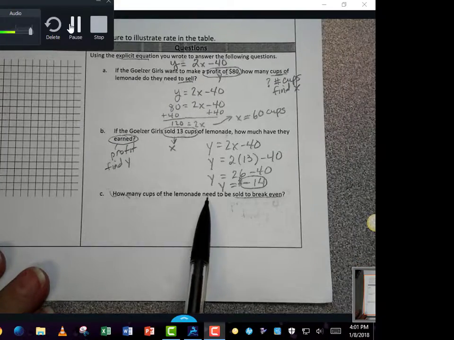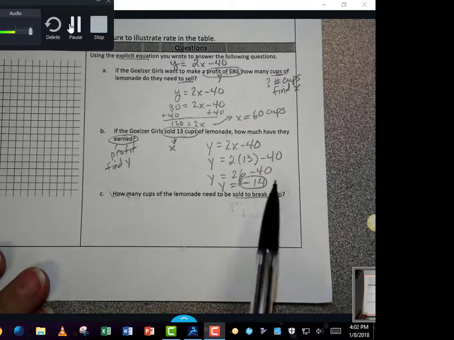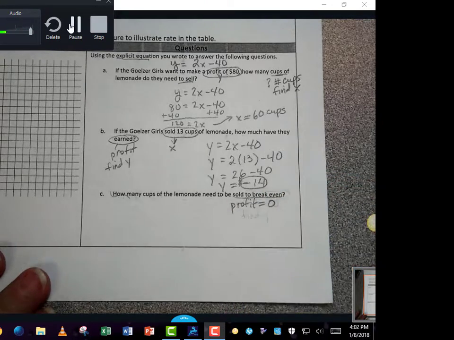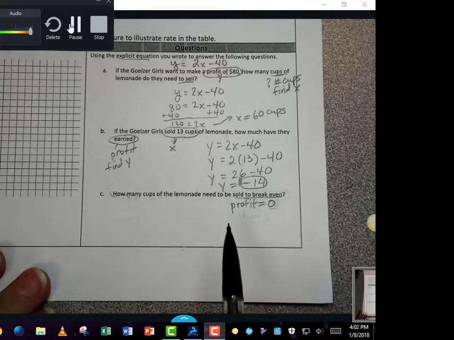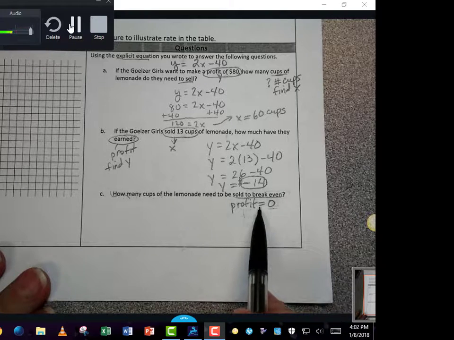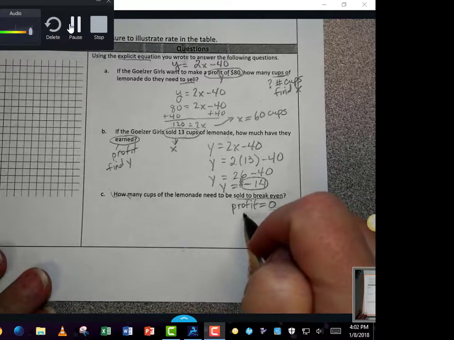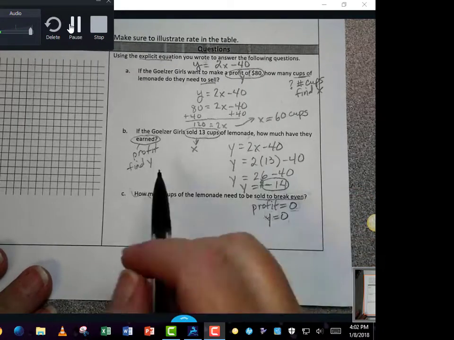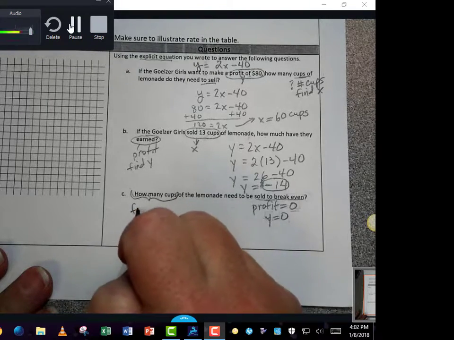How many cups of lemonade need to be sold to break even? When it says break even, it's trying to tell us that the profit is going to be equal to 0. They haven't made any money, but they don't owe any money either. So they paid back their $40, but they haven't earned any additional money that they can put in their own pockets yet. So what we need to do is we are given y. y is going to be equal to 0. How many cups? This is the question of what we need to find. We need to find x.